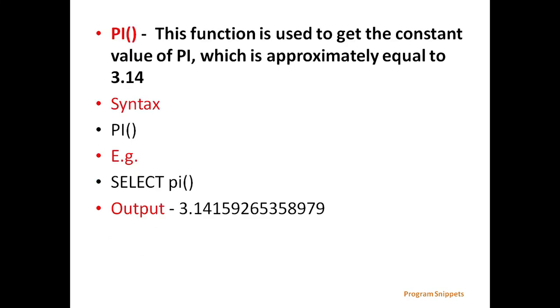Next is PI. This function is used to get the constant value of pi, which is approximately equal to 3.14. General syntax is PI. For example, SELECT PI will give the output 3.14159265358979, which is the default value of pi.